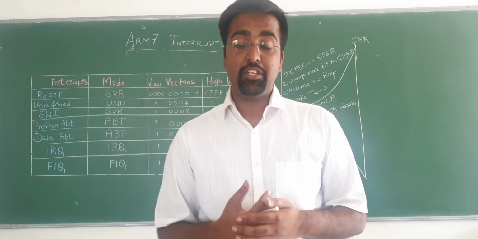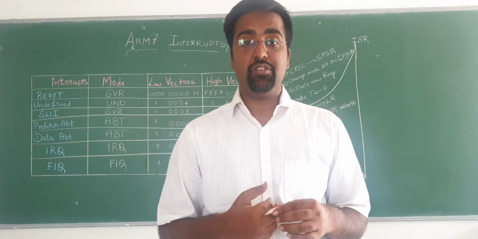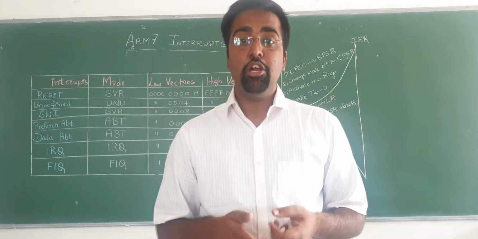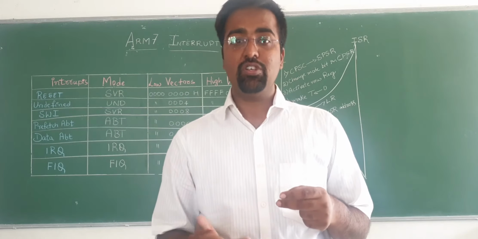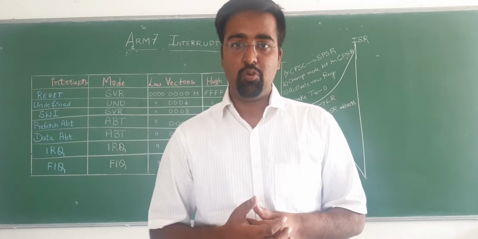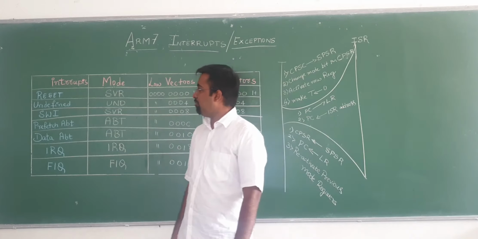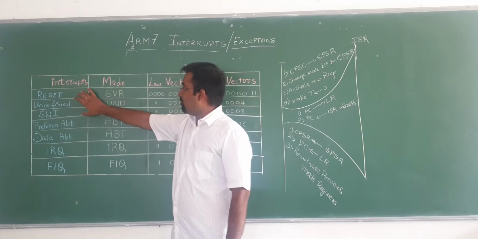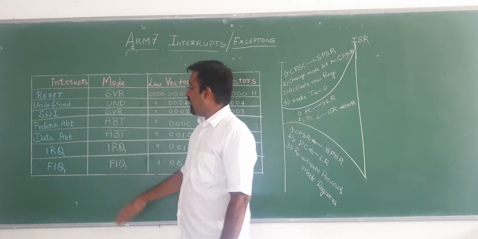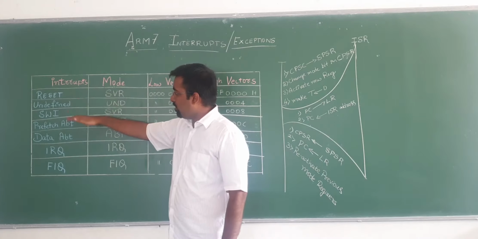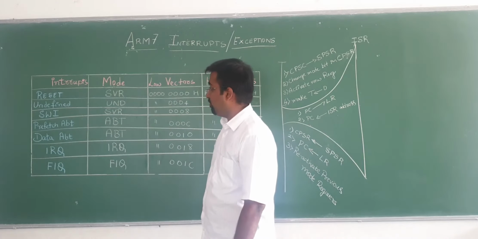We have about 7 modes of operation, and interrupts are applied on 5 modes. 2 modes don't require any interrupts; the rest of the 5 modes require interrupts to enter them. So we have all these types of interrupts: reset and software, which is the supervisor mode, then reset, undefined, software, prefetch abort, data abort, IRQ and FIQ.